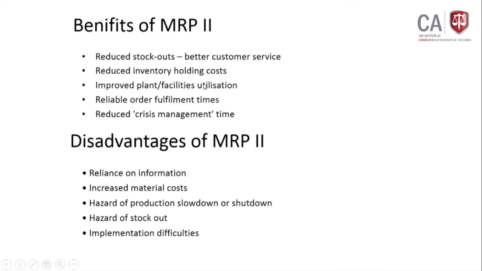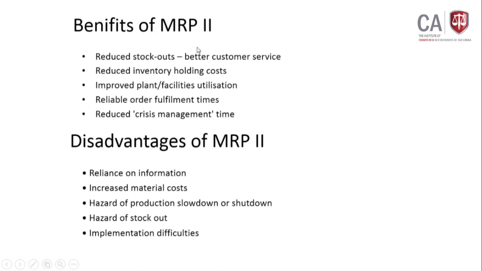Improves plant facilities utilization. So utilization is also improved by using MRP 2. Reliable order fulfillment time: there is an order that has to be fulfilled on time, and this is managed by using MRP 2. If there are 1000 goods and 10 goods are to be provided to the customer, that will be planned by MRP 2.